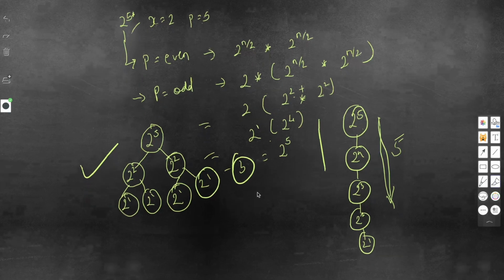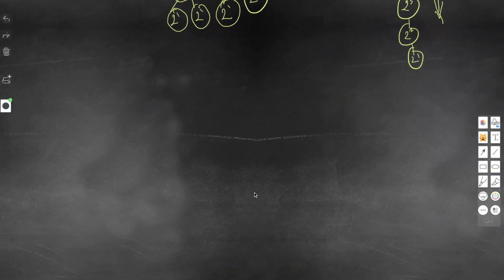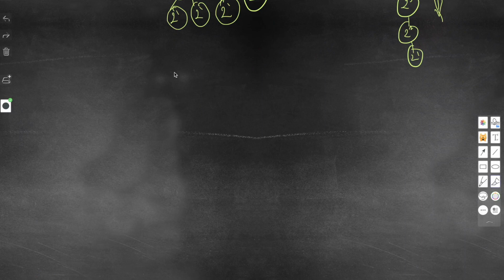Let's try to code this. How can we code this? The recursion base case is going to be the same. The recursion diagram I have shown you above. Only the code is going to change. So let's build this. I have the same base case: if the power is equal to 0, return 1.